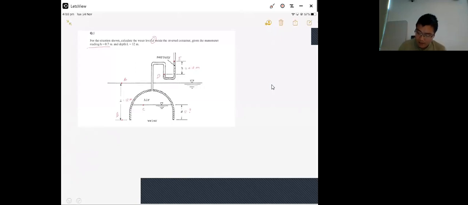You have to find D. Because pressure variation shows you the pressure difference between two points, and if you know the distance between two points, you can find the pressure. For example, you want to find D, you can find D if you know pressure B and pressure C.